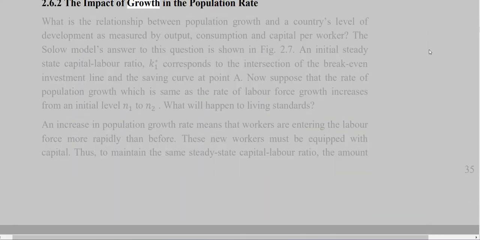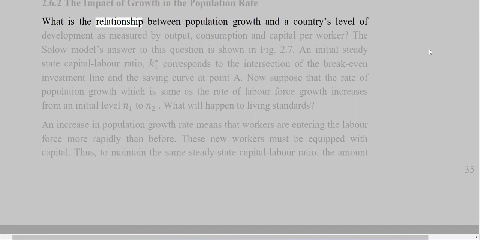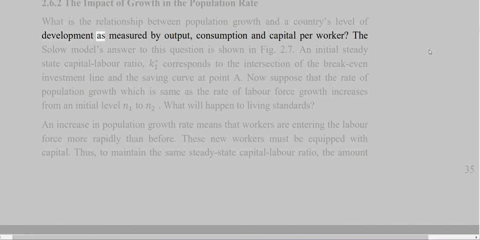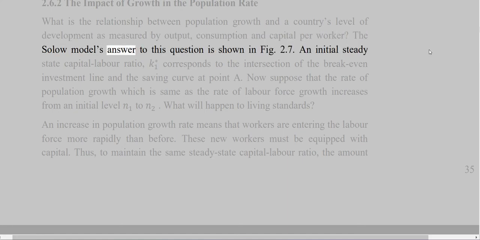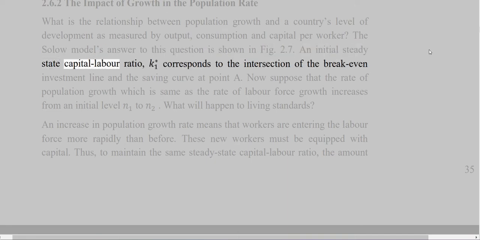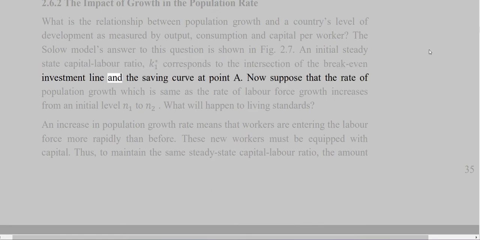2.6.2 The impact of growth in the population rate. What is the relationship between population growth and a country's level of development as measured by output, consumption, and capital per worker? The Solow model's answer to this question is shown in Figure 2.7. An initial steady-state capital-labor ratio, k*, corresponds to the intersection of the break-even investment line and the saving curve at point A.